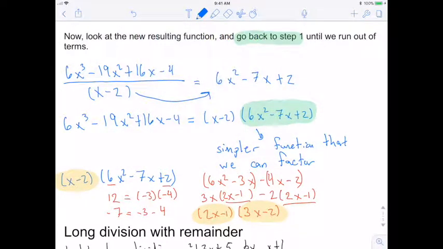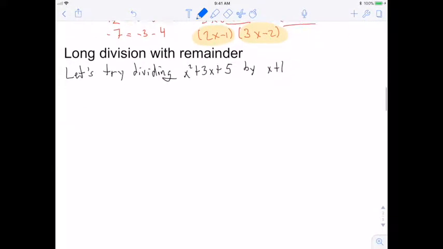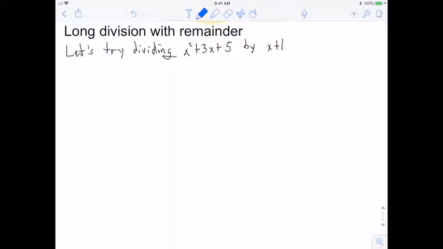Now this worked out because we knew that x minus 2 could divide our original polynomial. However, this isn't always the case, and sometimes we'll have long division with remainders. So let's see how this works by dividing x squared plus 3x plus 5 by x plus 1. X plus 1 is our divisor, x squared plus 3x plus 5 is our original function. And now we just start with our process.